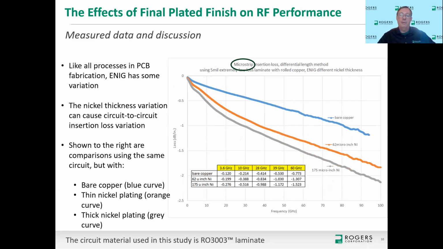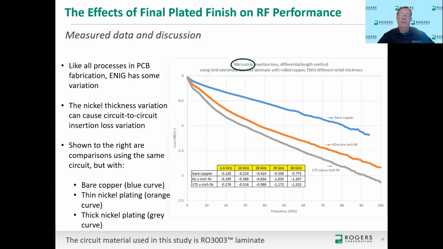And I have three curves here. One is a bare copper circuit, and that's the blue curve. The other two curves are using ENIG, electroless nickel immersion gold. But in this case, I asked the circuit fabricator to plate the nickel purposely on the thin side of the normal specification, and that's the orange curve. And then I asked the fabricator to plate nickel on the thick side of the nickel thickness specification. That's the gray curve. So you can see between the thin nickel plating and the thick nickel plating, orange versus gray curve, there's a pretty significant difference in losses, especially out at millimeter wave frequencies.